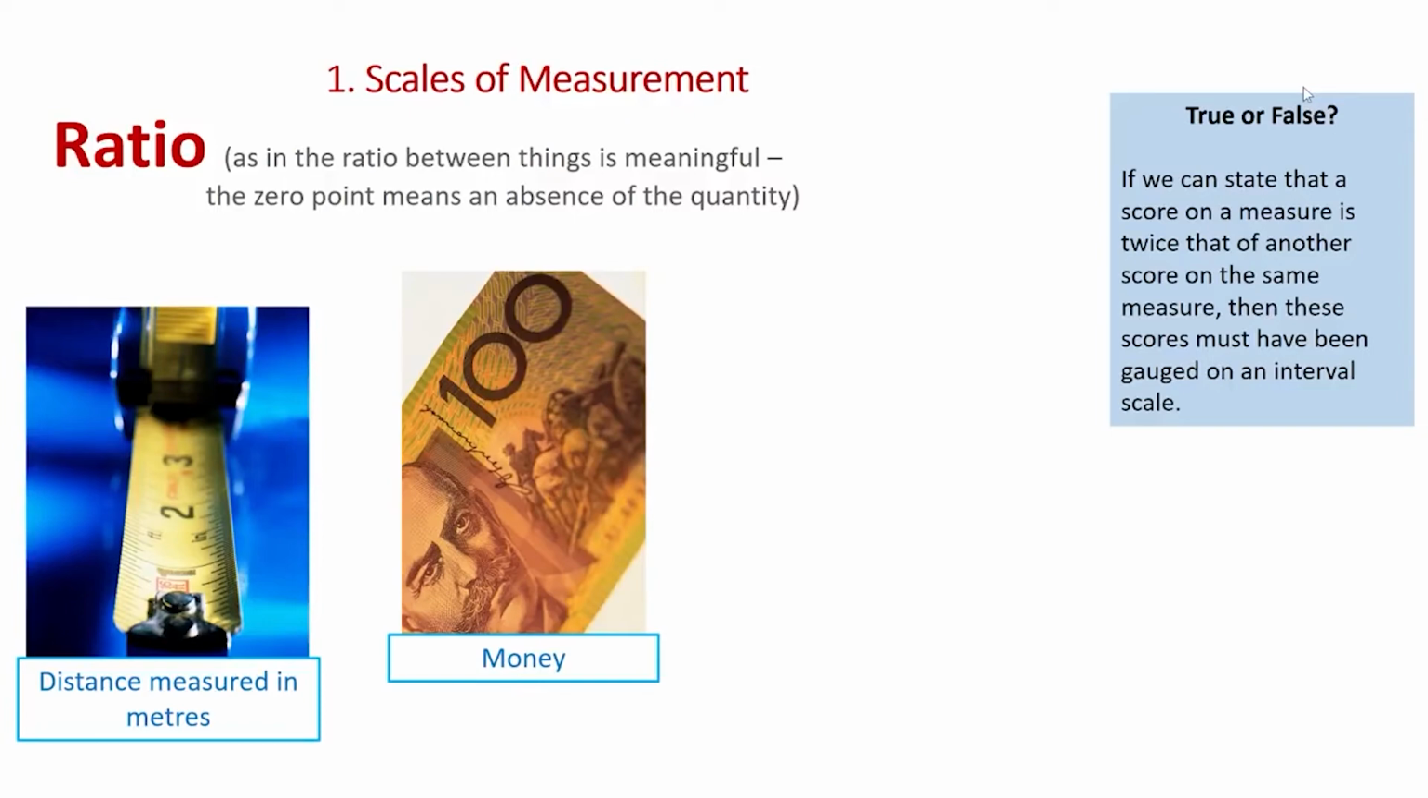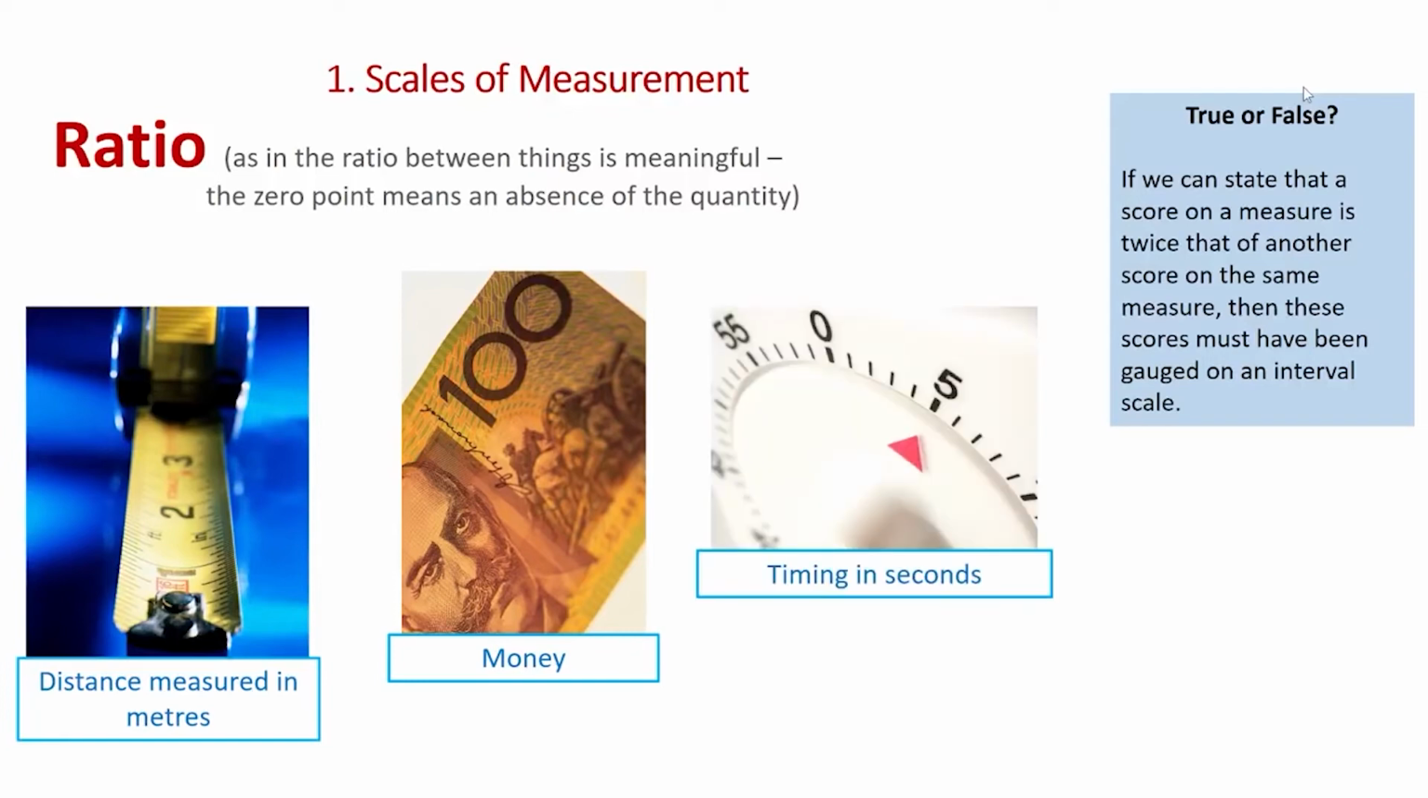Money, yeah, so basically you can say $100 is twice as much as $50, and $0 means you don't have any money. So the 0 point is meaningful. Timing in seconds, so 10 seconds is twice as long as 5 seconds, and 0 seconds means no time has passed whatsoever. That's a meaningful thing to say.